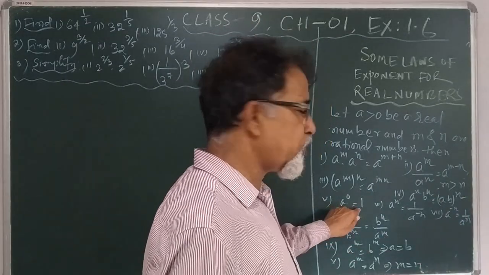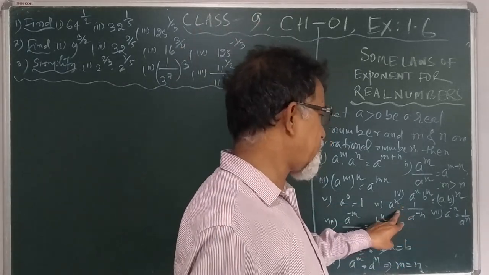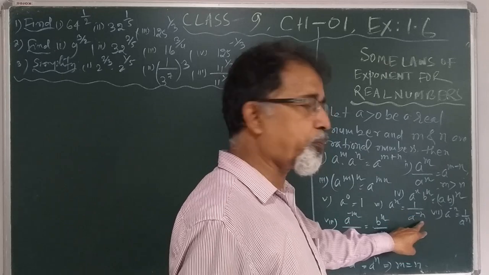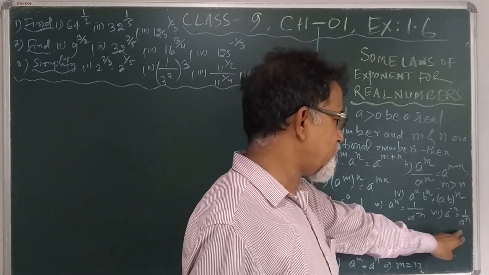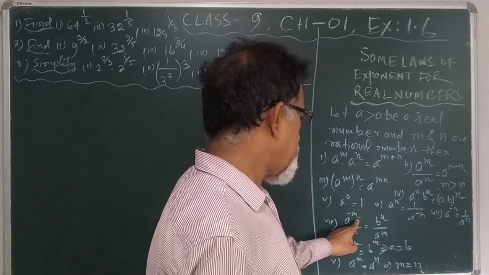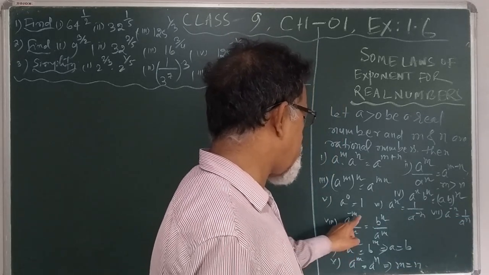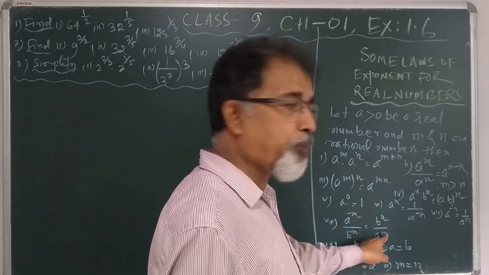A to the power 0 equals 1, any number to the power 0 equals 1. A to the power minus n equals 1 by a to the power n. Similarly, a to the power n equals 1 by a to the power minus n. A by b whole to the power minus n equals b to the power n by a to the power n.